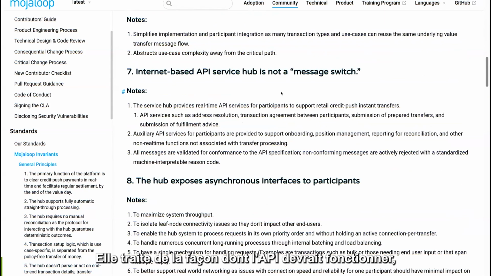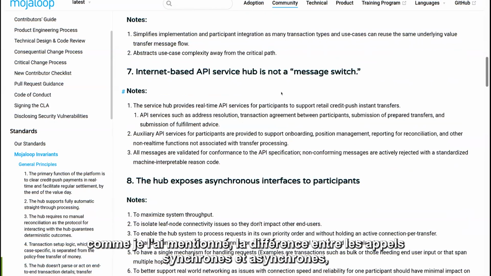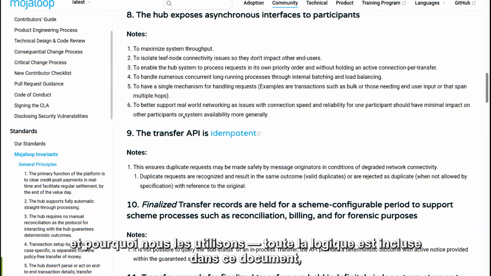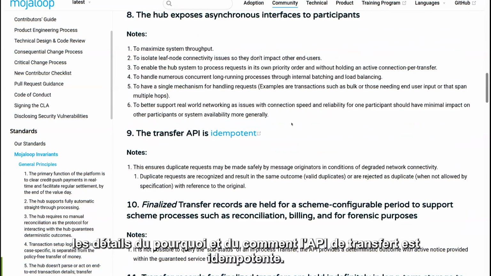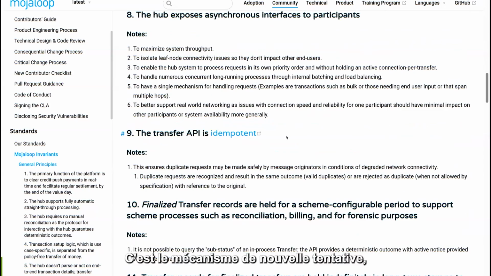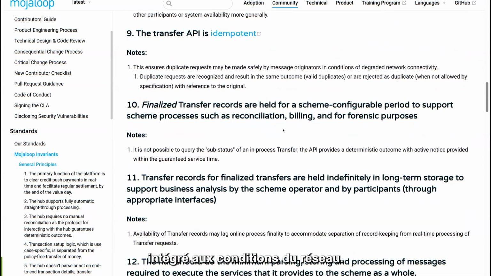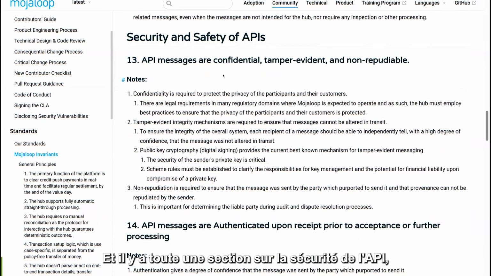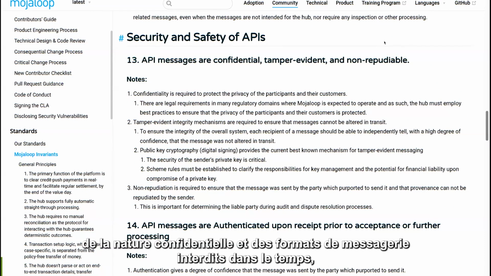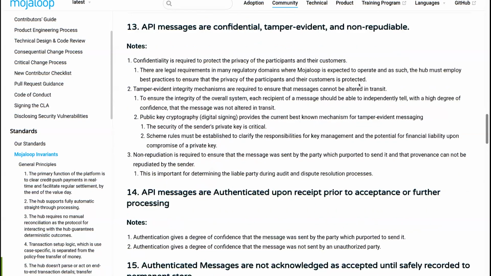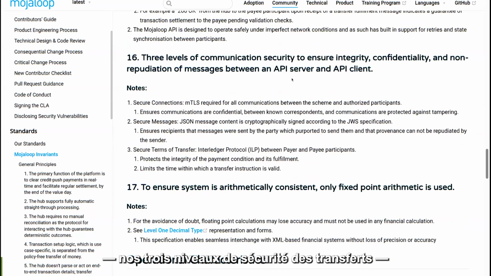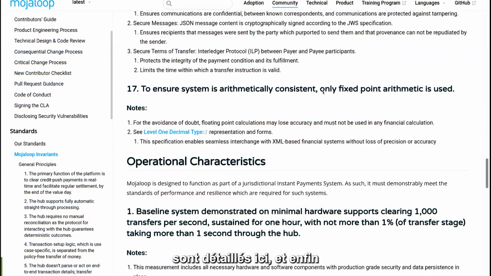The general section is quite long. It talks about the way the API should work. Michael mentioned the difference between synchronous and asynchronous APIs and why we use those, so the rationale is included in this document. Details of why and how the transfer API is idempotent. That's the retry mechanism in degraded network conditions. There's an entire section on the security and safety of APIs, which talks about the non-repudiation, confidential nature, and tamper-evident messaging formats, and why. Authentication, our three levels of transfer security are detailed in here, and why.